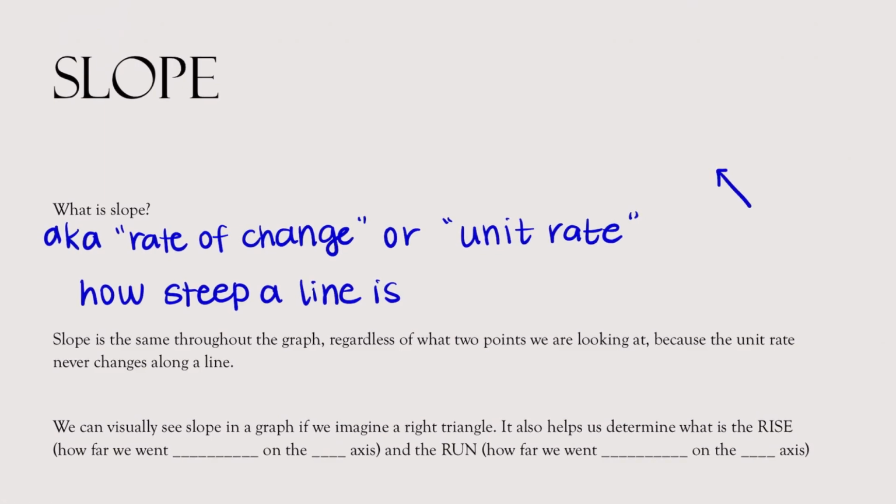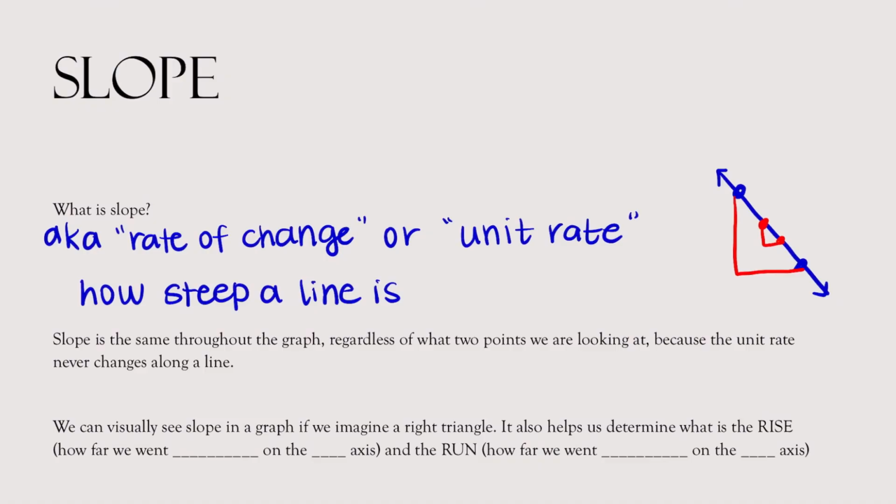So if I have a line here, like we had in the triangle example, if I take a point here and a point here, there's a triangle, but that has the same slope as if I take a little tiny baby triangle, and that slope stays exactly the same. And we can visually see slope in a graph if we imagine that right triangle, like I just showed.